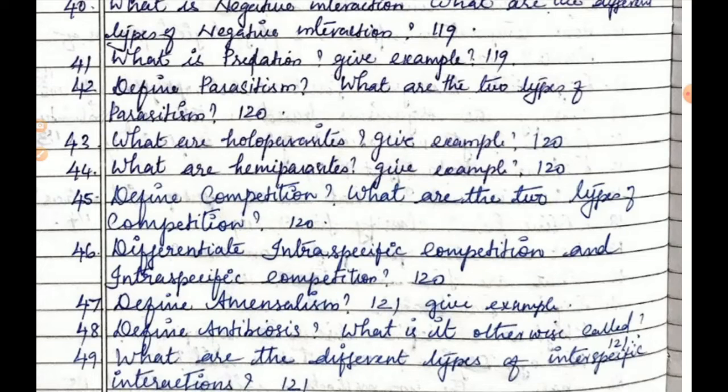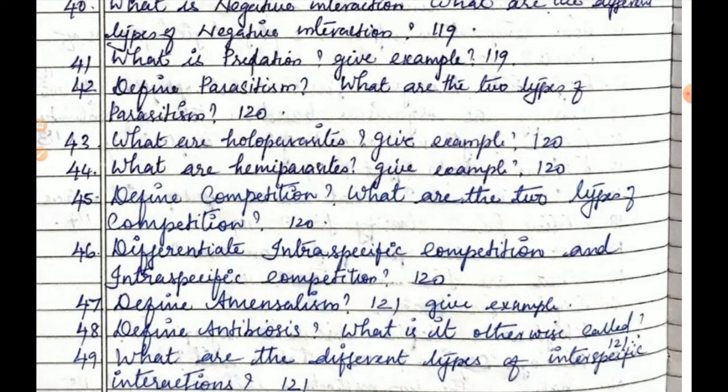The next question is 45th question. Define competition. What are the two types of competition? The answer is given on page number 120. Competition is an interaction between two organisms or species in which both are harmed. If both organisms are harmed when they interact, then it is called competition. Competition is of two types, intraspecific competition and interspecific competition.